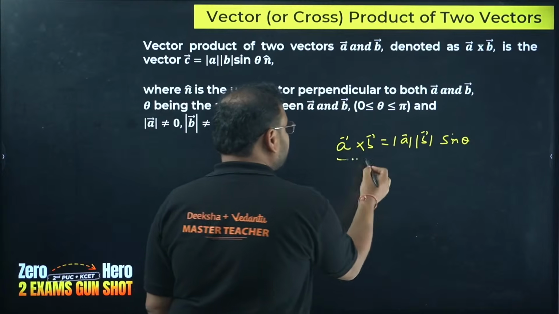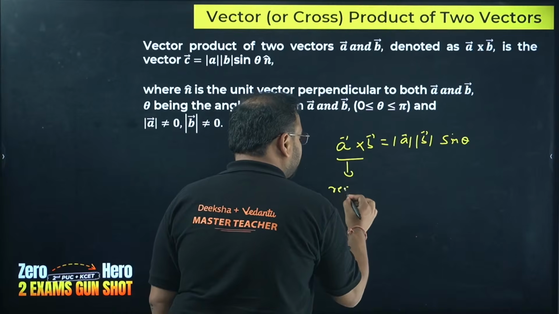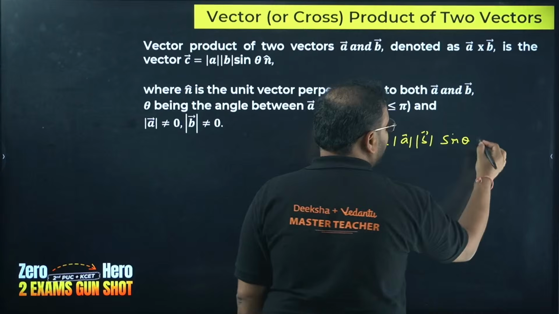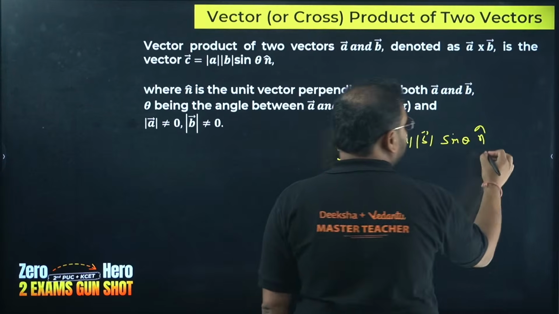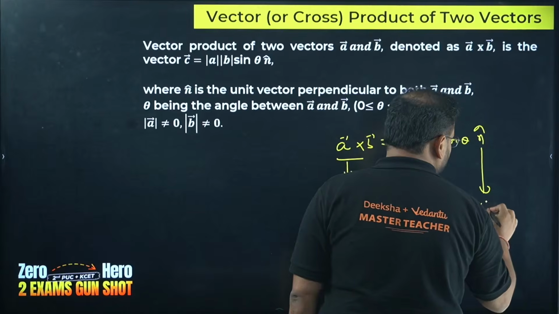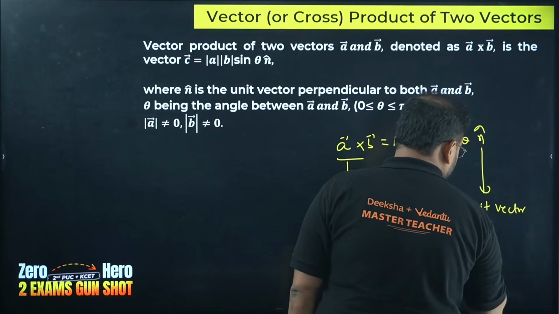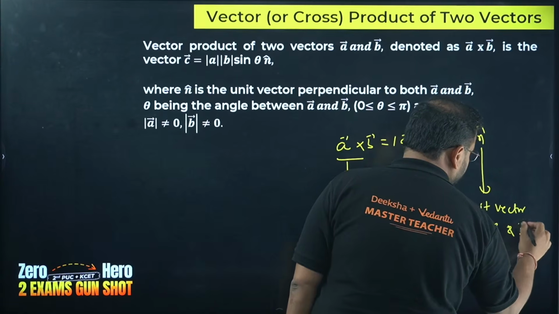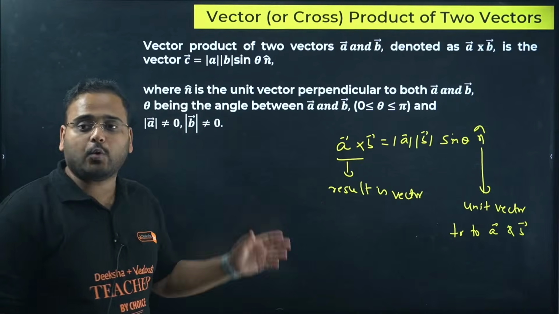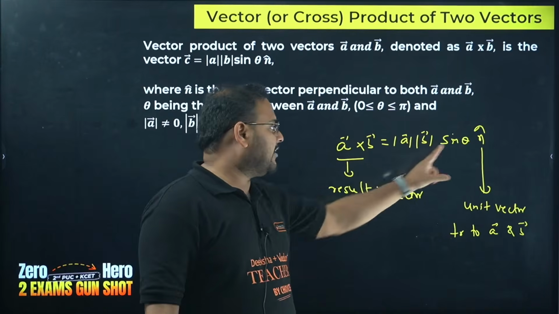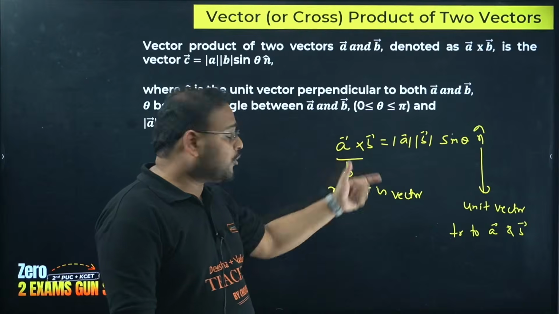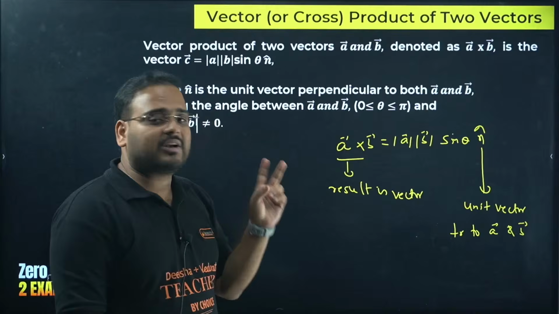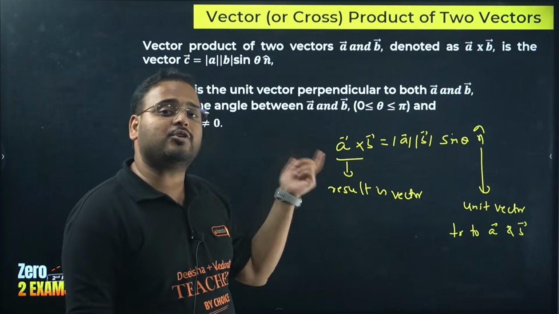But since it is a cross product, the result will be a vector. So you write an n cap over here. What is n cap? It represents the unit vector perpendicular to vectors A and B. If you talk about only the magnitude, then add a modulus over here and remove the n cap. But if you talk about the vector product, then the result is always a vector quantity.